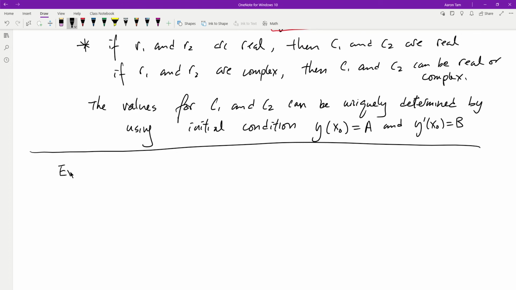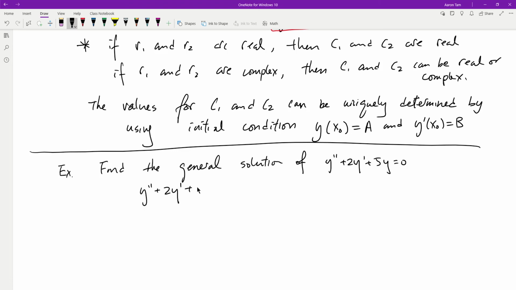So let's start with this example. Let's say, how about we try to find the general solution of this equation: y double prime plus 2y prime plus 5y equal to 0. Okay, so it's pretty straightforward. So here's my equation, which has this differential operator form, and which has this characteristic equation.